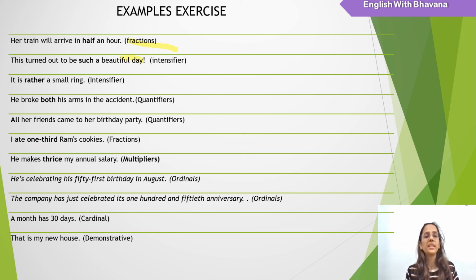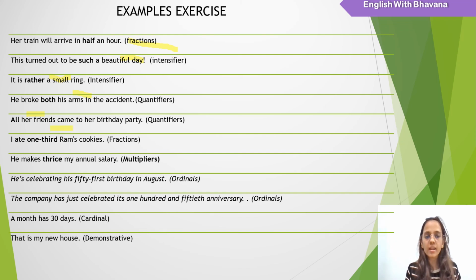This turned out to be such a beautiful day. Intensifier. It is rather a small ring. Again, intensifier. He broke both his arms. Quantifiers. All her friends came to her birthday party. So you can say it as quantifiers also, but if it's used in the middle of the sentence or in another way, we can say distributive also, but it depends on the usage of the sentence. Okay, over here we will say quantifiers.